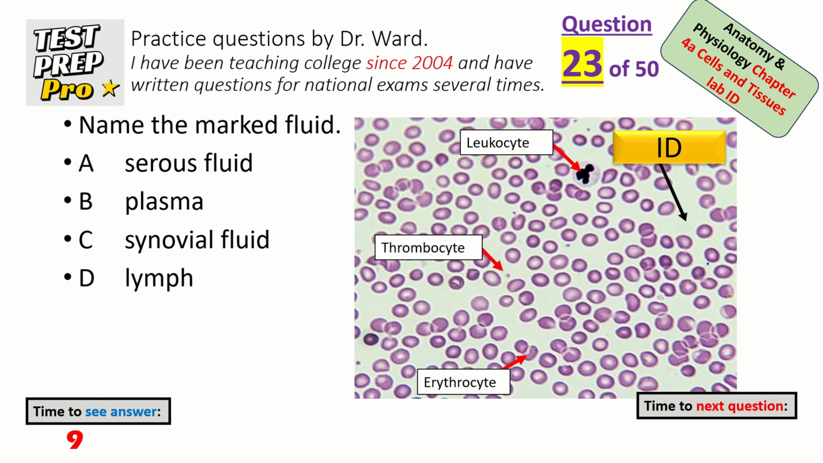Name the marked fluid. This slide shows leukocytes, thrombocytes, erythrocytes, and is pointing to the clear fluid between them. It's plasma.